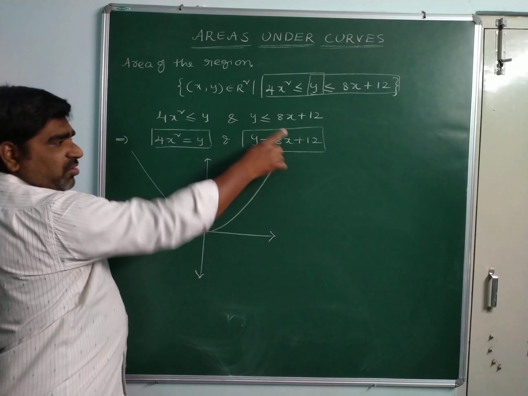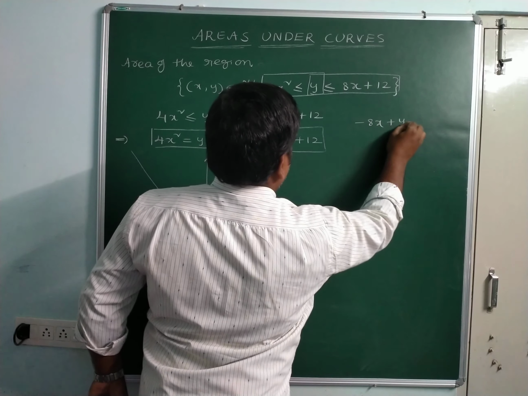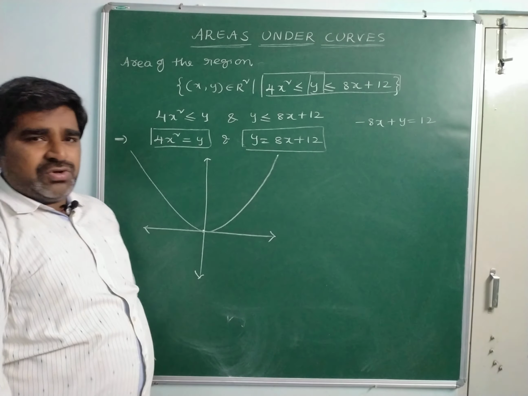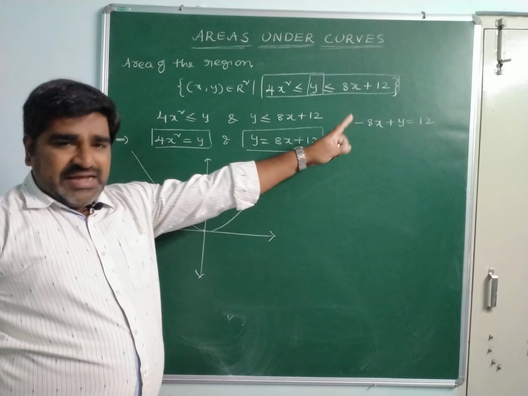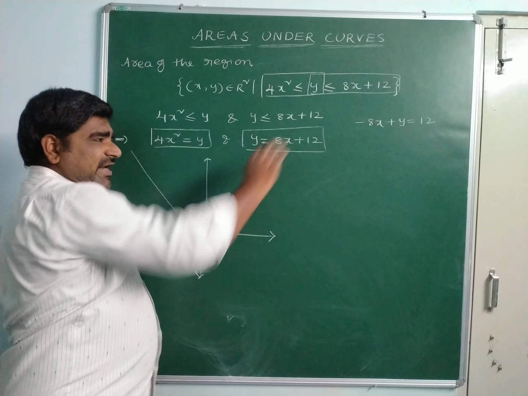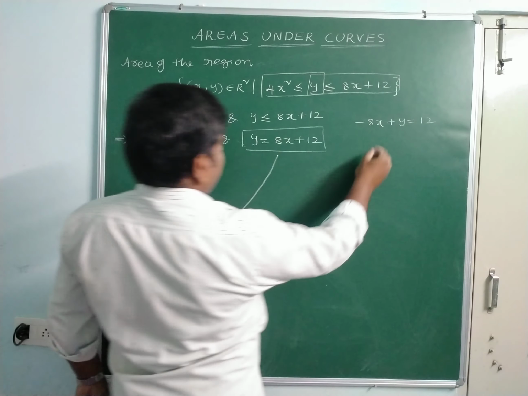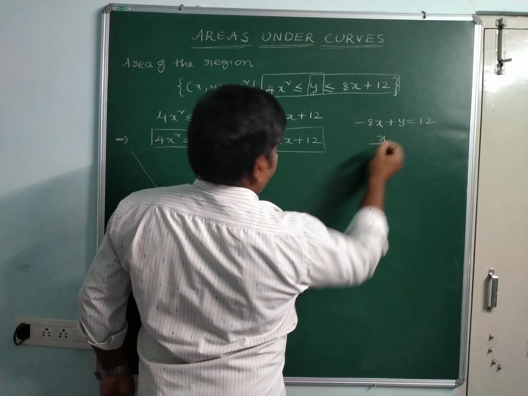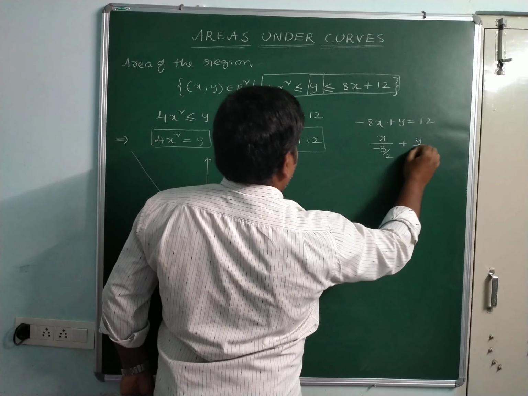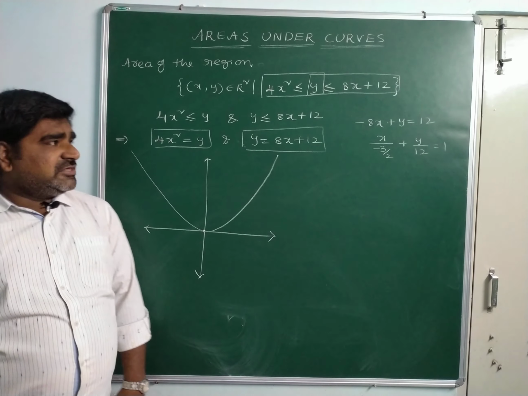Now, y equal to 8x plus 12. For your convenience, I am going to write like this: minus 8x plus y equal to 12. To draw the graph, you should write like that only. To find out the area, it is enough. So minus 8x plus y equal to 12. Divide with 12. That is x by minus 3 by 2 plus y by 12 equals to 1, isn't it?